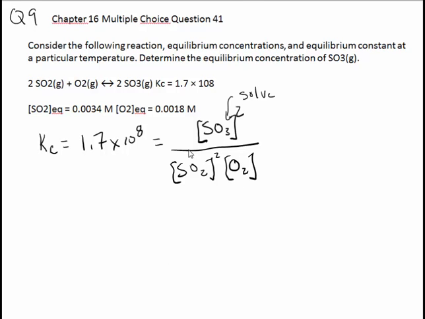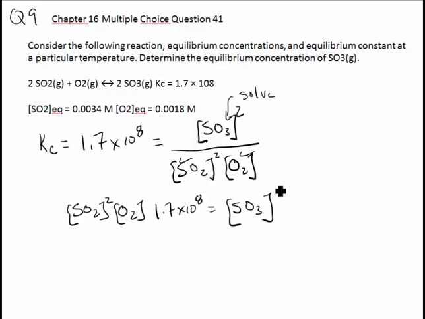So here's question 9, another straightforward calculation problem. We're given the equilibrium constant, and then we're given the concentrations of 2 of these, and we want to solve for the third. So it's simply going to be SO2 squared, times O2 concentration, times 1.7 times 10 to the 8th, and that's equal to the SO3 concentration squared. So again, take the square root of both sides, and that's going to give us the SO3 concentration that we need.